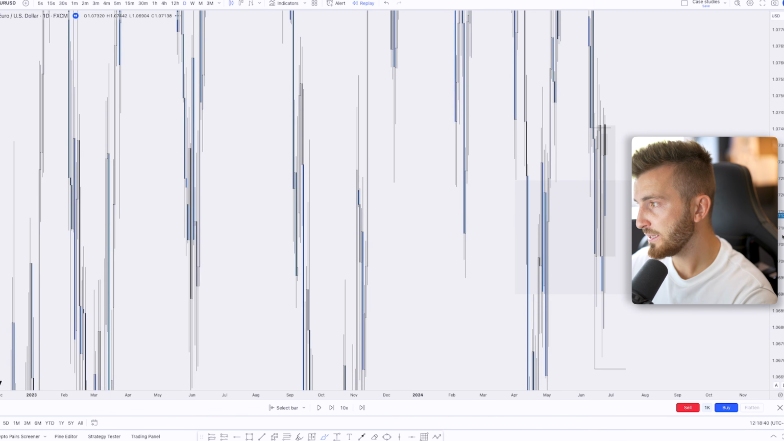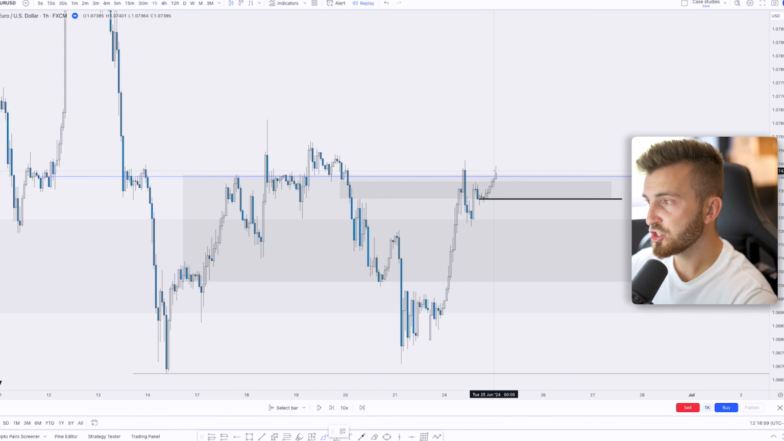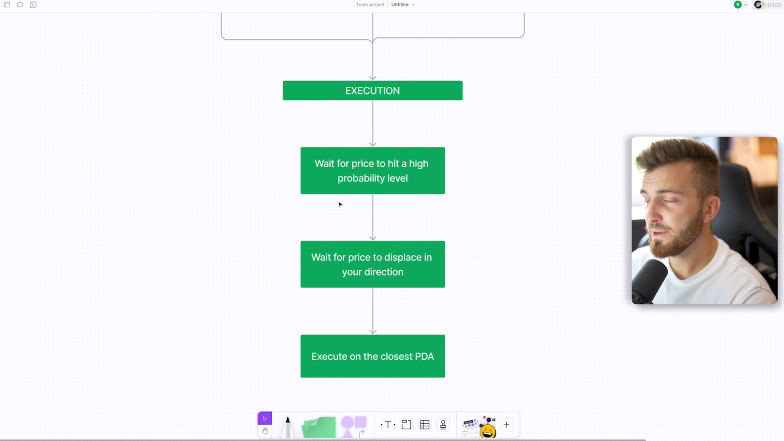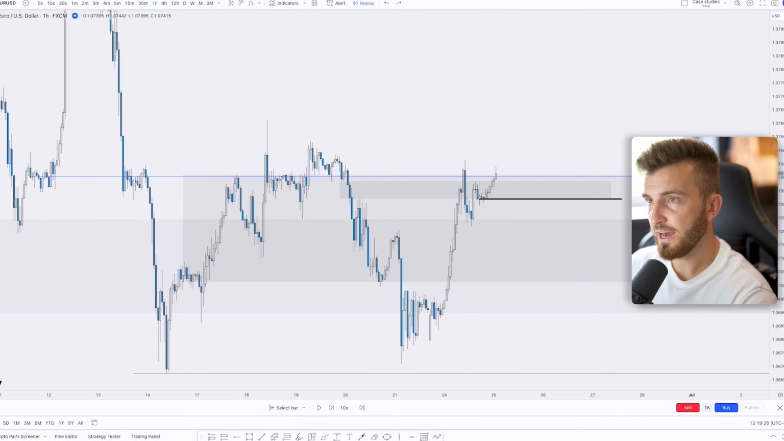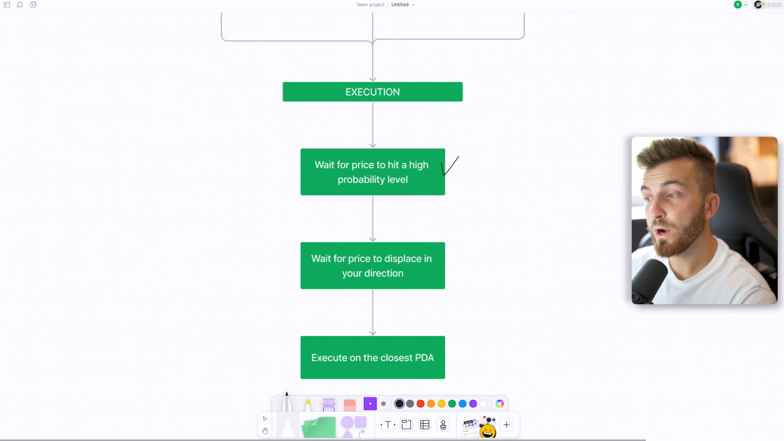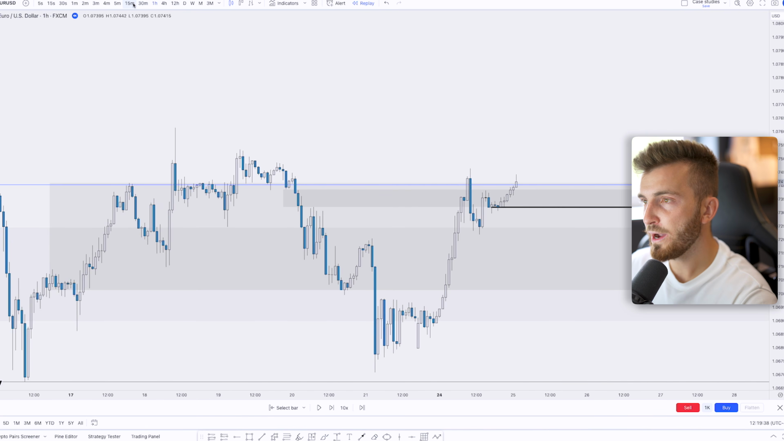So if you go on the daily, if we have this in blue, I want us to tap the order block and then start to break lower. Why? Because now we're already in the executions tab. Wait for price to hit a high probability level, which we just did. So that is done. High probability level done. Wait for price to displace in our direction. That has not happened yet. So now we wait for displacement.